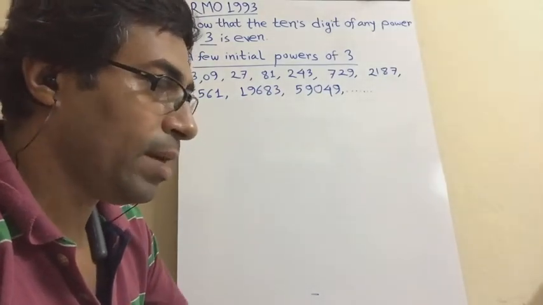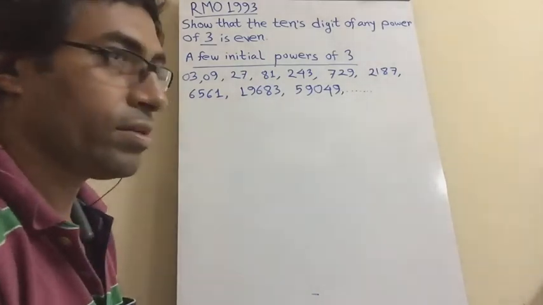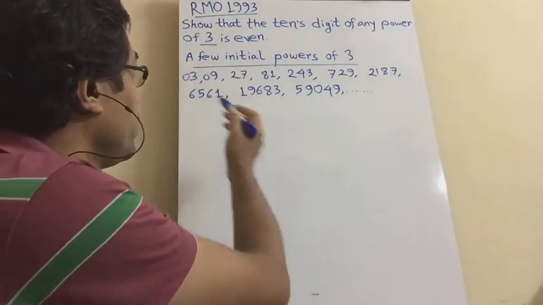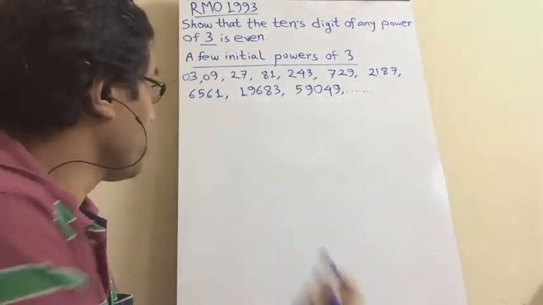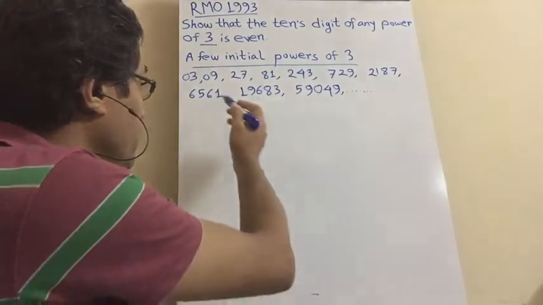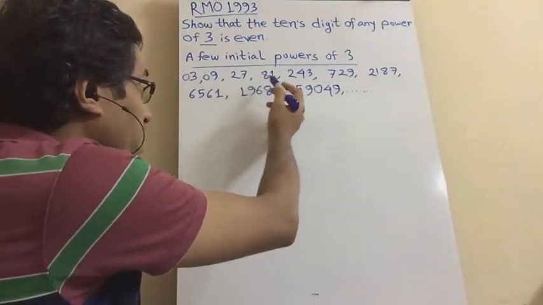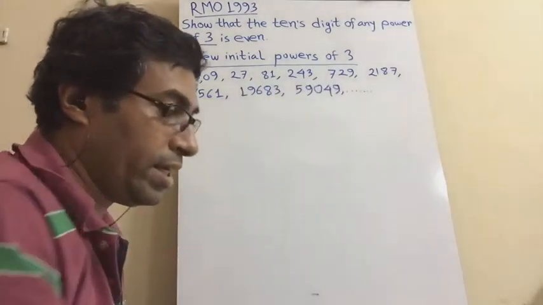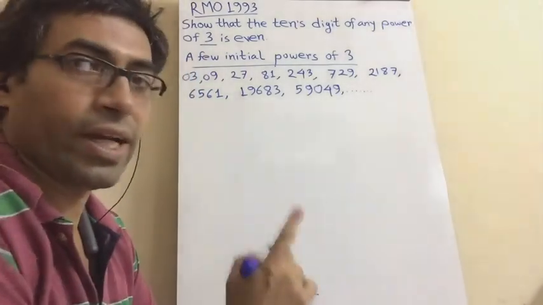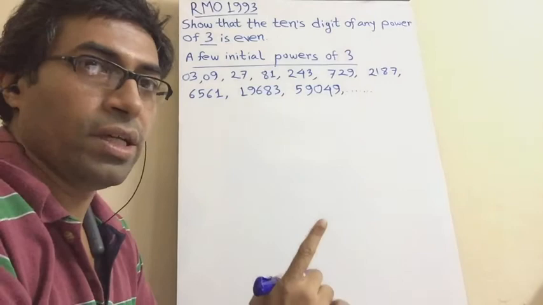Now to elaborate that, I have already written a few initial powers of 3 here. The first power of 3 is 3, which I have written as 03. The second power of 3 is 9, which I have written as 09. Then you can see the rest of the numbers 27, 81, 243, 729, etc. In each of these cases you can see that the second digit from the right is an even digit.